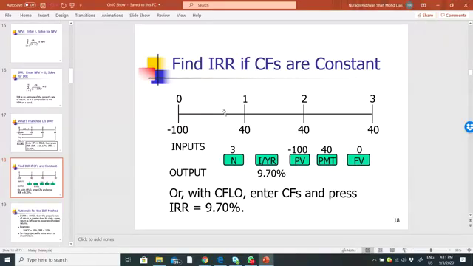Then find IRR if the CFs are constant. Now our CF is constant, 40, 40, 40. So it's very simple, just like an annuity. N is equal to 3, PV is negative 100, payment is 40, and then compute the rate. Your output will be 9.7. Your IRR is 9.7. This is a bit simpler because the inflows are constant.